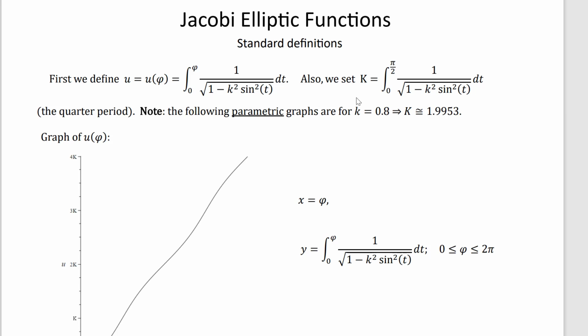And then in most of the graphs we will later see, there's a quarter period that we call capital K, nice and confusing, but that'll be the integral from 0 to pi over 2 of this same integrand. In most of the graphs I look at, I have little k equal to 0.8, which leads to the quarter period, capital K, being just about 2.